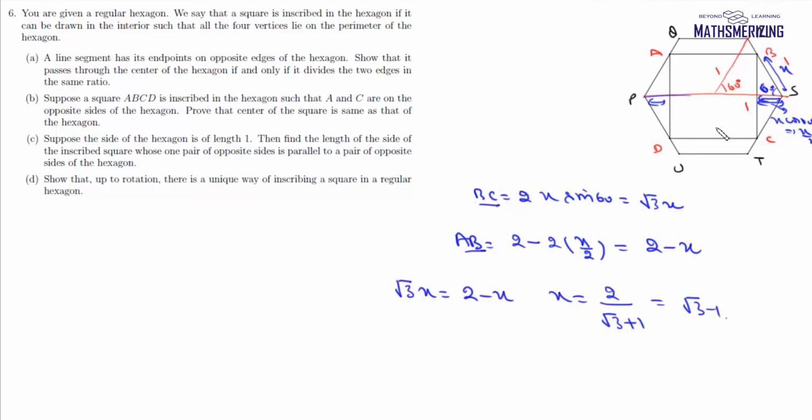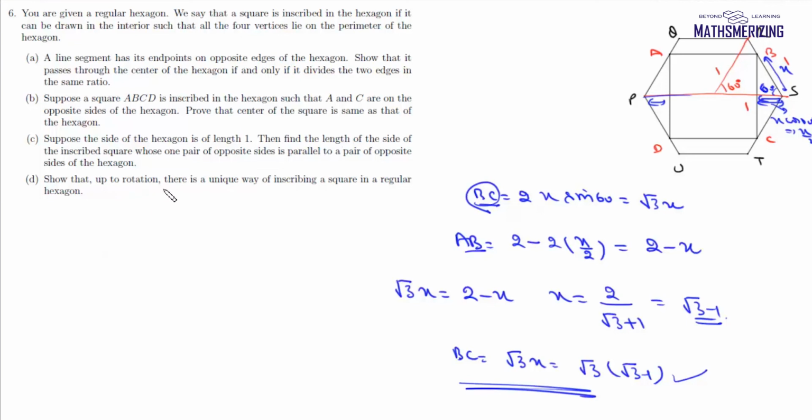Now we'll need to find the length of the side of the square. The length of the side of the square is root 3 x, and the value of x is root 3 minus 1. So it will be root 3 into root 3 minus 1. So the length of the side of this square will be root 3 into root 3 minus 1.